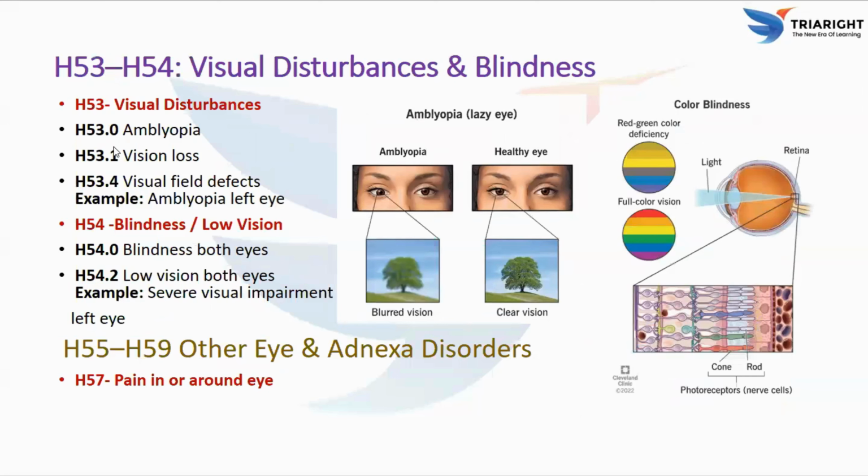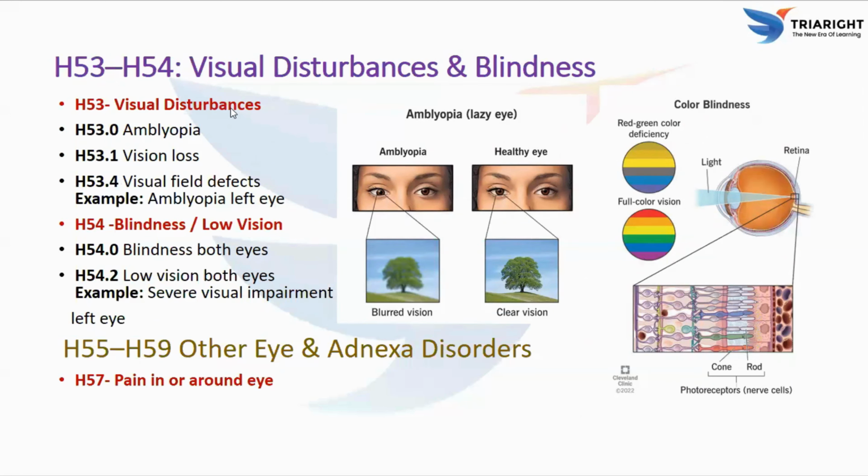Next, H53 to H54, the visual disturbances and blindness. So this category describes problems related to vision quality, field of vision and also blindness. So what are the visual disturbances? H53.0 code is assigned for amblyopia. So what do you mean by amblyopia? It is also called the lazy eye.